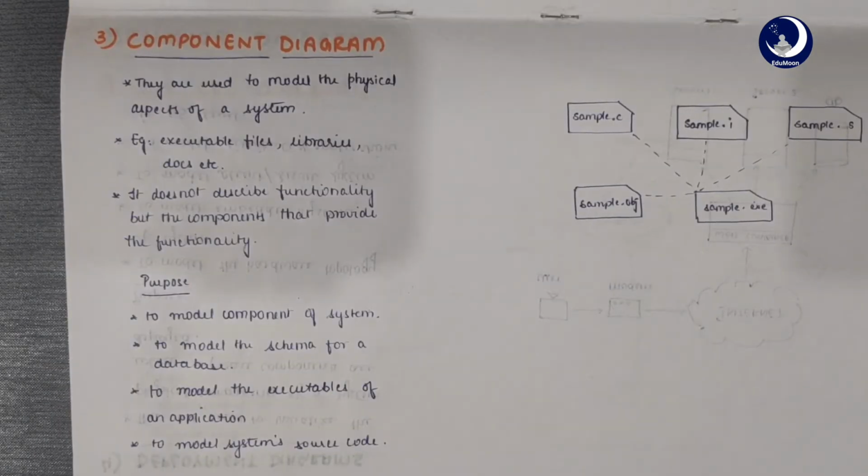The third type of structural UML diagram is the component diagram. The component diagrams are used to model the physical aspects of the system, that is, the executable files, libraries, documents, etc. It does not describe the functionality but the components which provide the functionality. The purpose of component diagrams are to model the component of a system and to model the schema for databases and to model the executables of an application. It is also used to model the system's source code. Now look at this example.